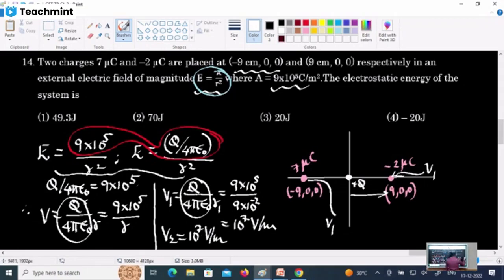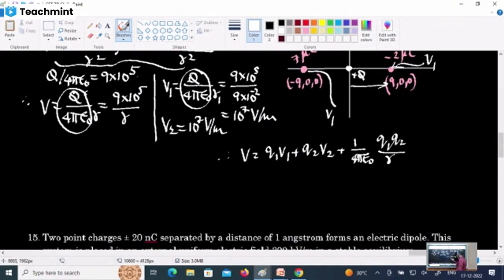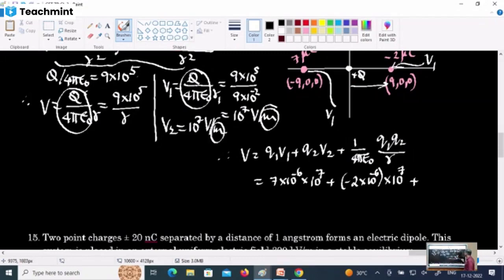Now what do you have to do? You have to find the total potential energy of the system. Total potential energy of the system is q1 V1 plus q2 V2 plus 1 divided by 4 pi epsilon naught q1 q2 divided by r. q1 is 7 micro, 7 into 10 to the power minus 6, into V1, which is 10 to the 7, plus q2, which is minus 2 into 10 to the minus 6, minus 2 microcoulomb, into V2, which is 10 to the power 7 volt, into 1 by 4 pi epsilon naught, 9 into 10 to the 9.